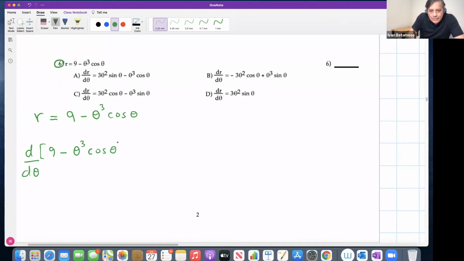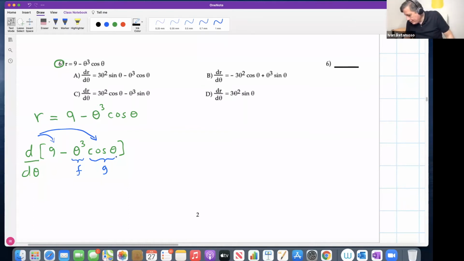Can you try this? Hint: first distribute your derivative, then apply the product rule here. Product rule, look, with this playing the role of f, this playing the role of g, and then combine everything. Yeah, try, and see if we can get it done.